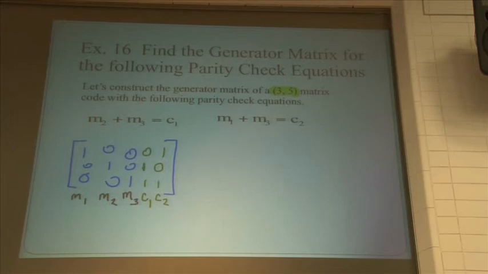You have successfully constructed the generator matrix of a 3-5 matrix code using those 2 check equations. Typically, we will tell you which formulas to use to calculate the check bits.